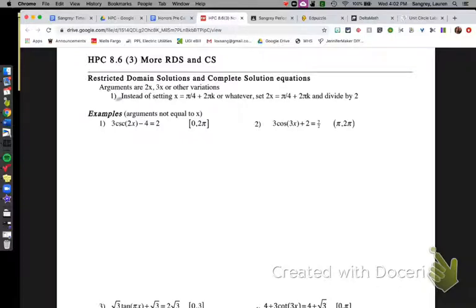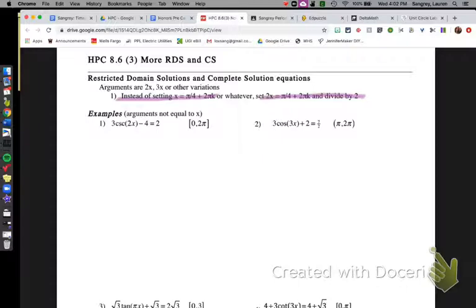So instead of saying that x equals your unit circle value plus 2 pi k, or whatever that may be, you're going to have 2x equals, and then you're going to have to divide both sides by 2 in order to get x by itself. So that's really the only other thing happening in these problems. We're going to do number 1 and number 2 in this video.